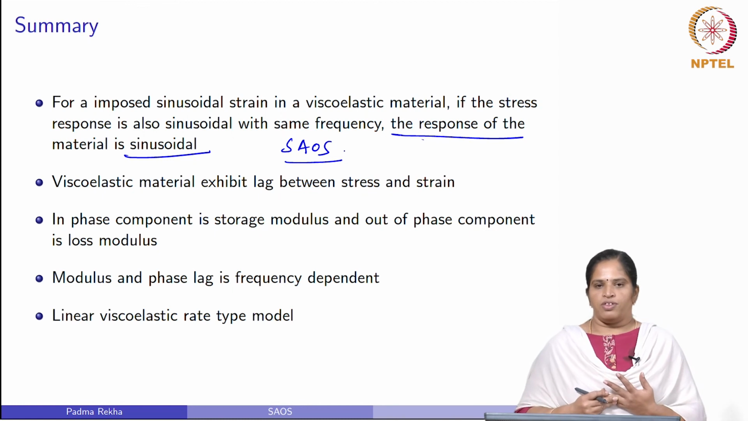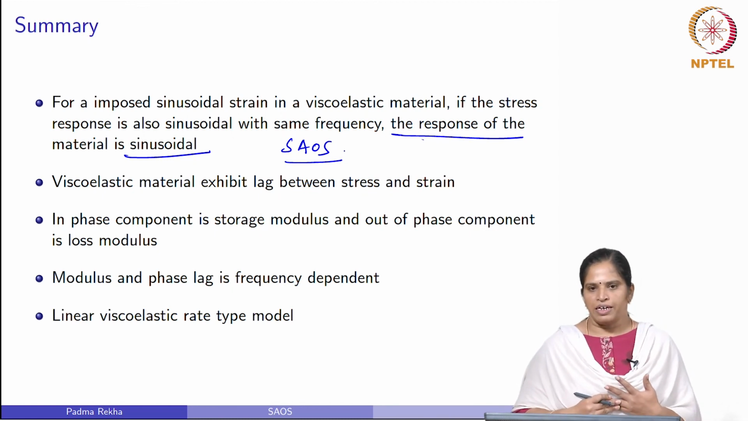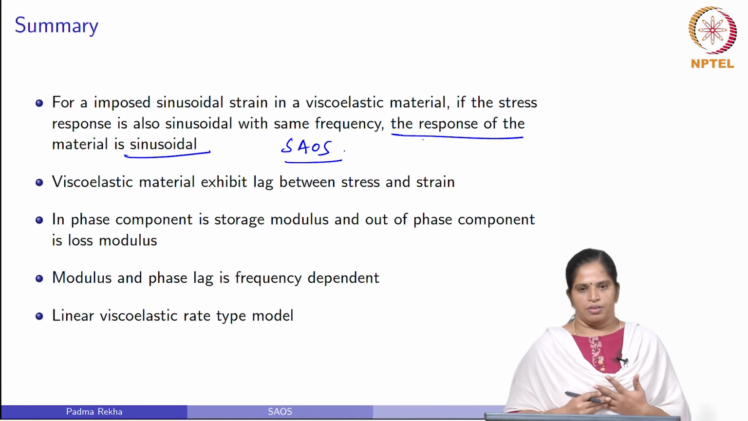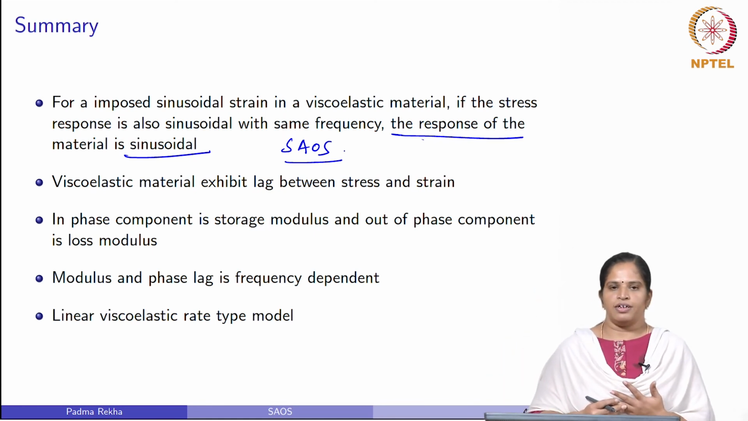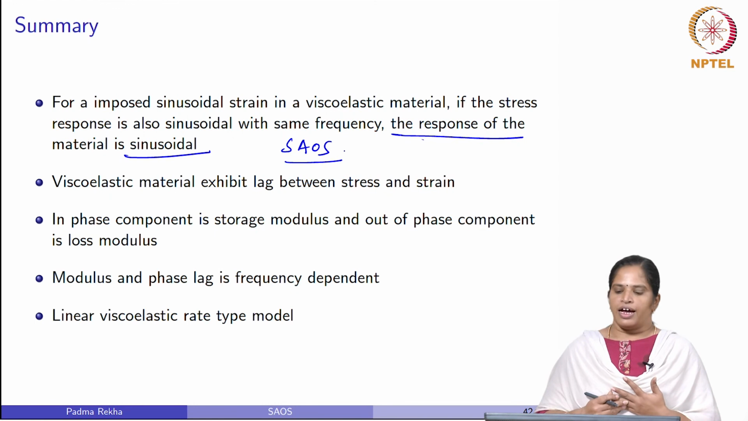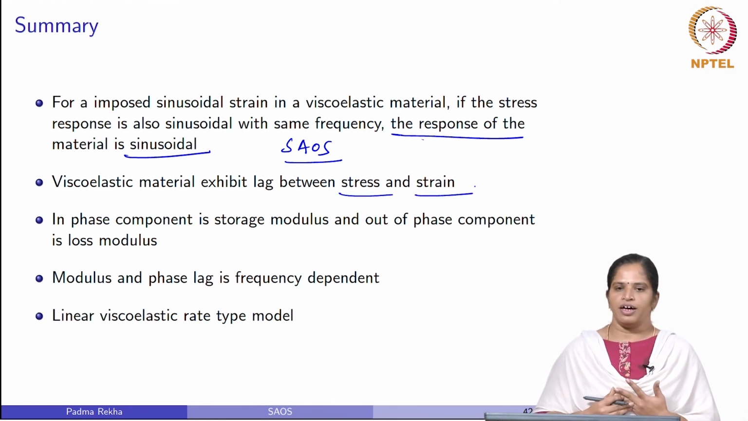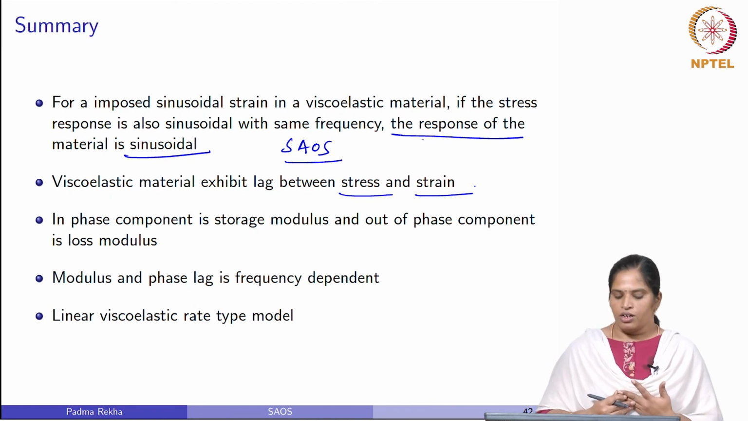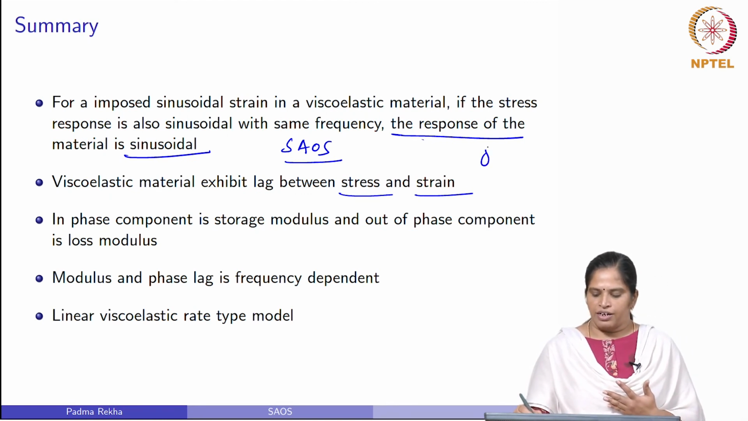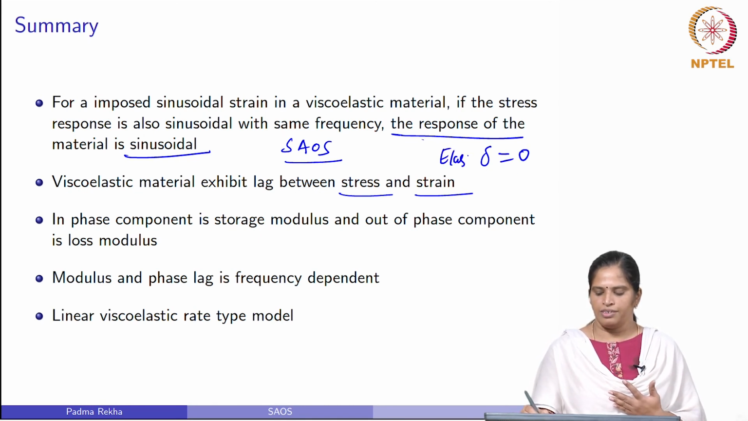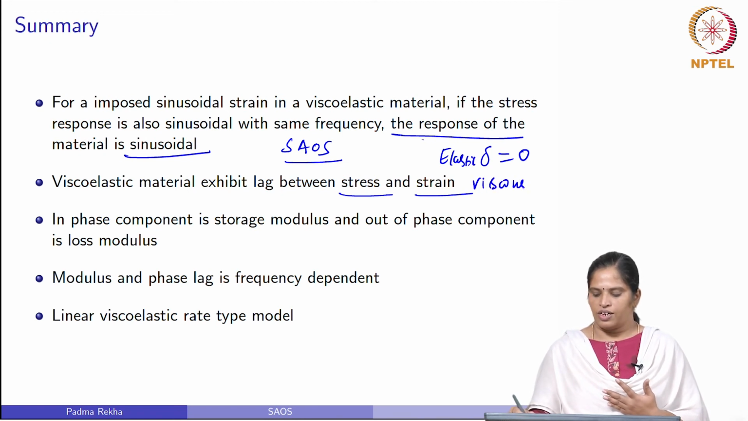If the material behaves as a viscoelastic material, it exhibits a lag between stress and strain, and this lag depends on the frequency and also on the temperature. So, an elastic material has a phase angle of 0, a viscous material has a phase angle of 90, and a viscoelastic material has a phase angle varying between 0 and 90.